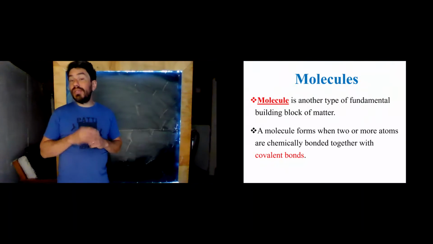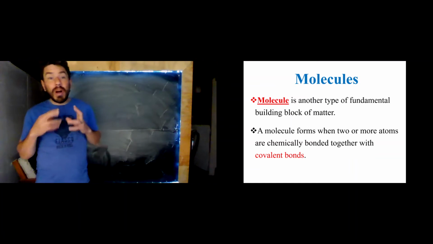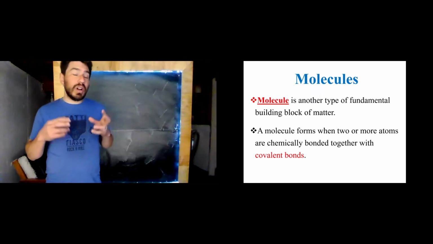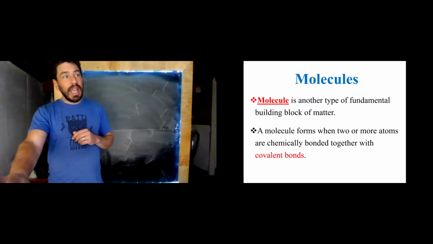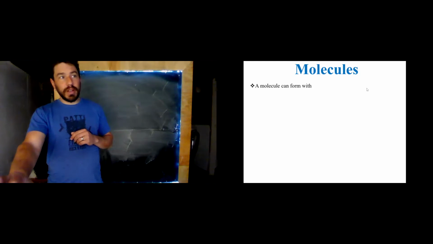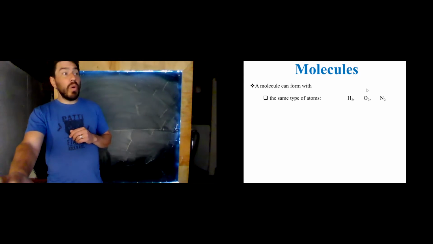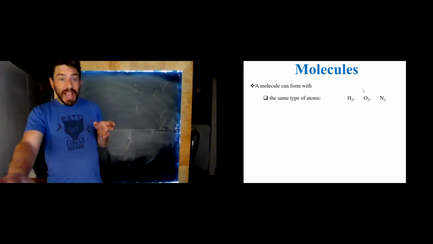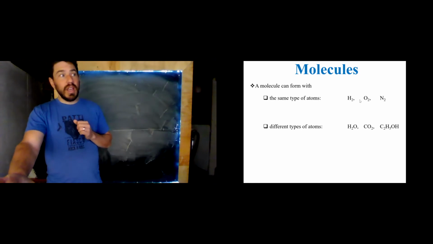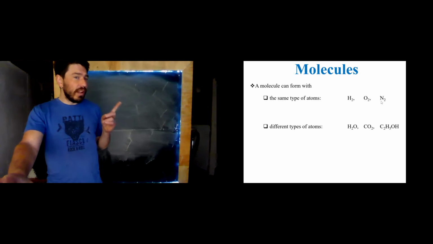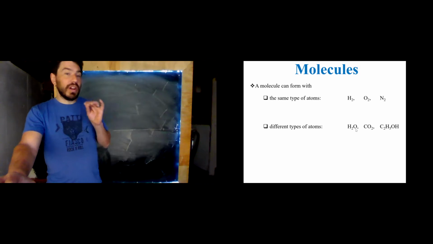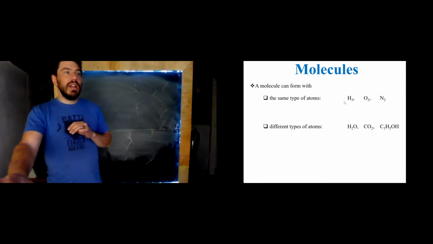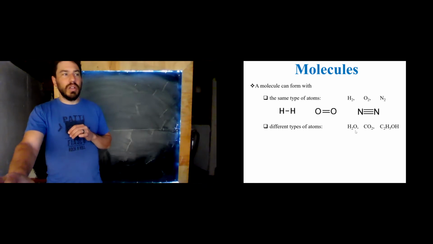Recall that a molecule is another fundamental building block of matter, and a molecule forms when two or more atoms are chemically bonded together with covalent bonds. And recall that a covalent bond can form between the same type of atoms or different types of atoms. And so H2, O2, N2, those are all molecules. They're also elements, right? However, these are all molecules, but they're compounds, right? So these are compounds, these are elements, they're all molecules.